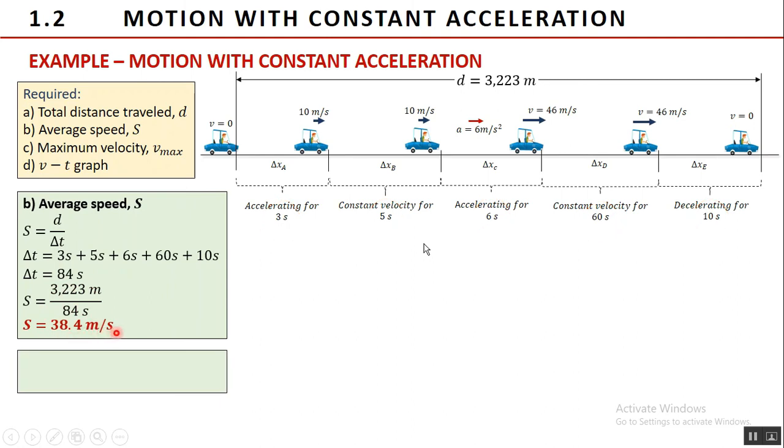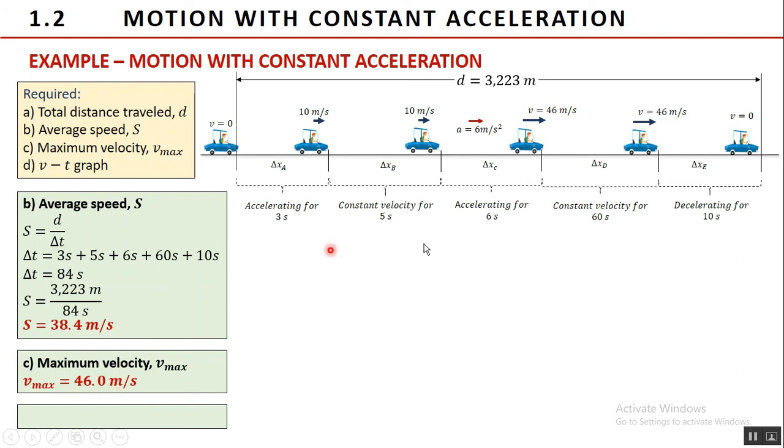For maximum velocity v sub max, by observing our solution in part A, we see a maximum velocity of 46 meters per second. Although the car has attained a maximum velocity of 46 meters per second, its average speed is only 38.4 meters per second. Take note that maximum velocity is instantaneous velocity in nature.